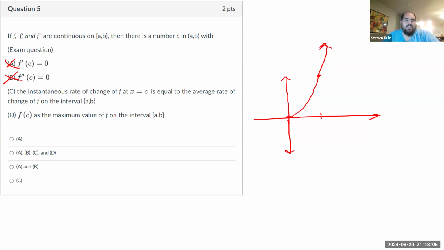F of C is the maximum value of F on AB. There's the number C. I believe D has to be true, which gives me pause. So let's just go look and see. The instantaneous rate of change of F at x equals C is equal to the average rate of change of F on the interval. This should be it.